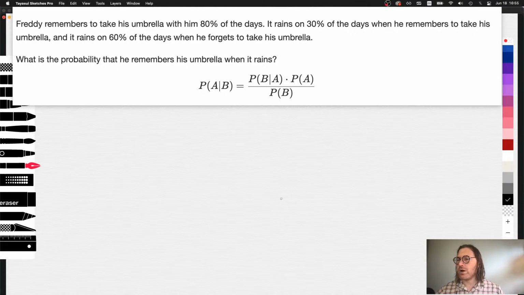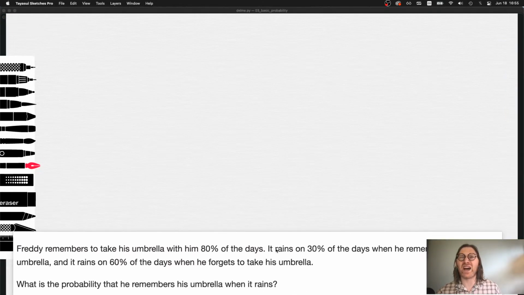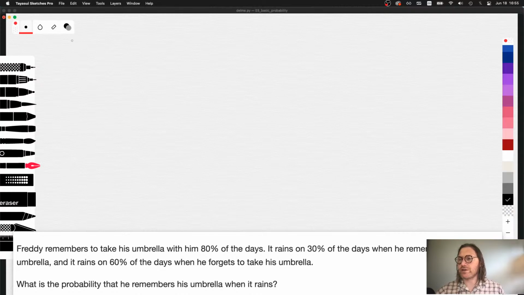So the first thing that I think it's good to do with these problems is just write down what you know, write down what you can observe. I'll move this down here for the moment, and I'm just going to hide the Bayes theorem for a second. We'll come back to it. So when we're thinking about this, what do we know? He takes his umbrella with him 80% of the days, right? So the probability of umbrella is going to be 0.8.